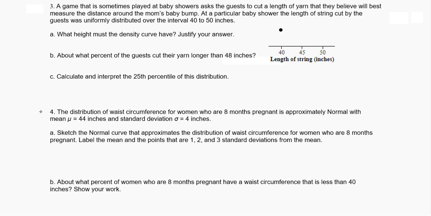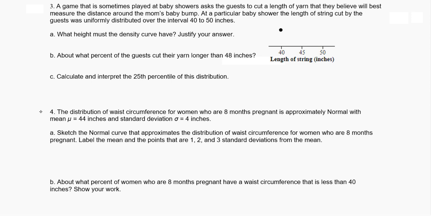All right, we're going to do another Check Your Understanding. This is going to be 3 and 4, additional questions about density curves and how to create a normal distribution. And so here we go, without further ado.